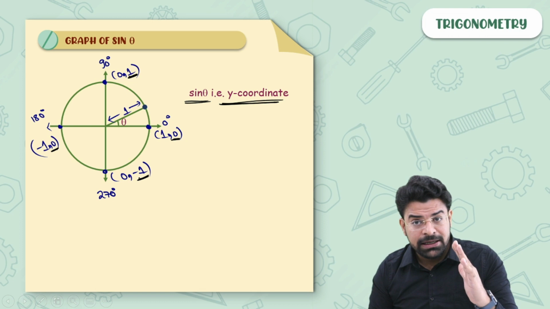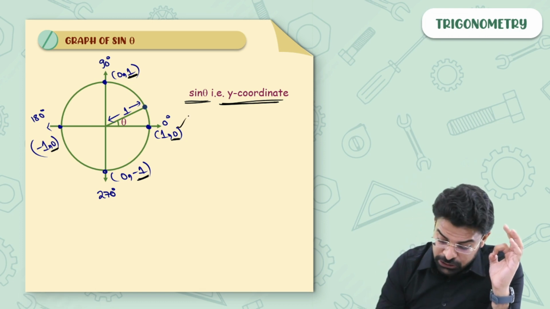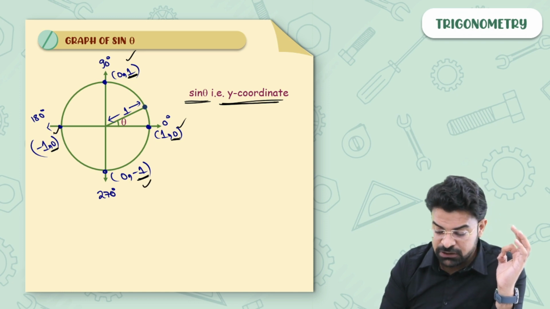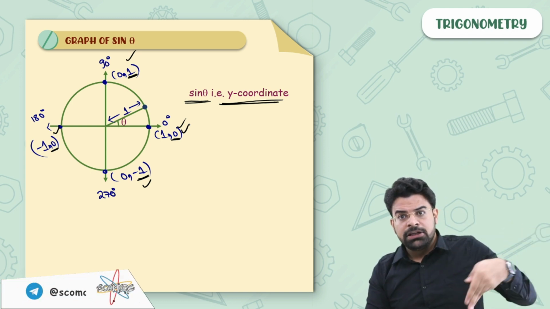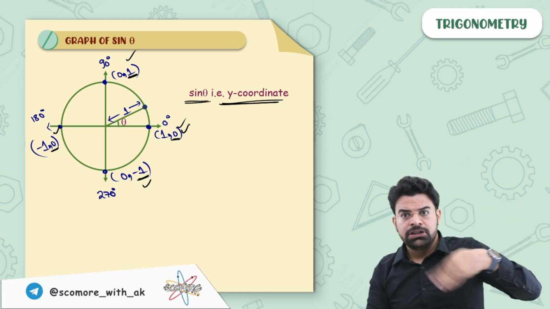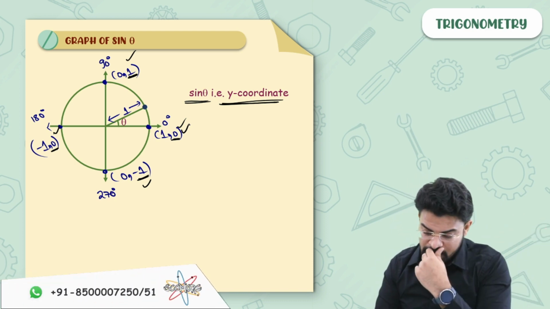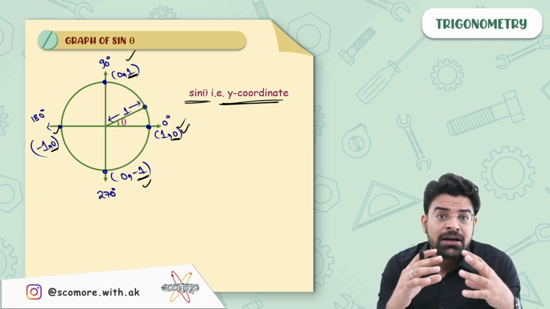So remember that sine theta represents the y coordinate. So sine 0 is 0, sine 90 is 1, sine 180 is 0, sine 270 is minus 1, sine 360 is again 0. So 0, 1, 0, minus 1, 0, 1, 0, minus 1. Remember, this is how sine theta changes as the theta keeps on changing.